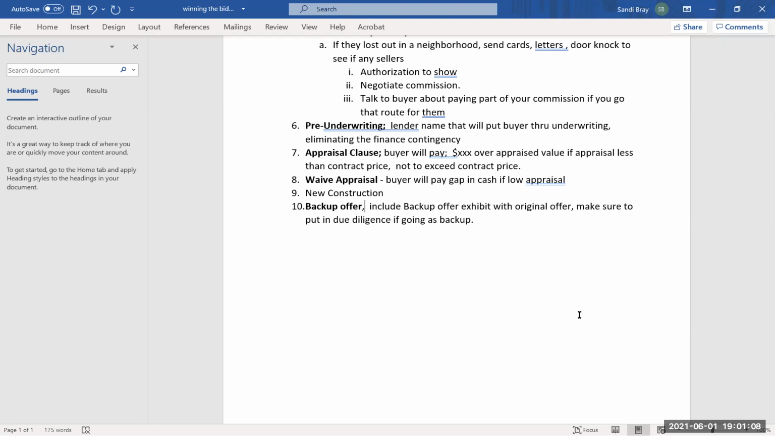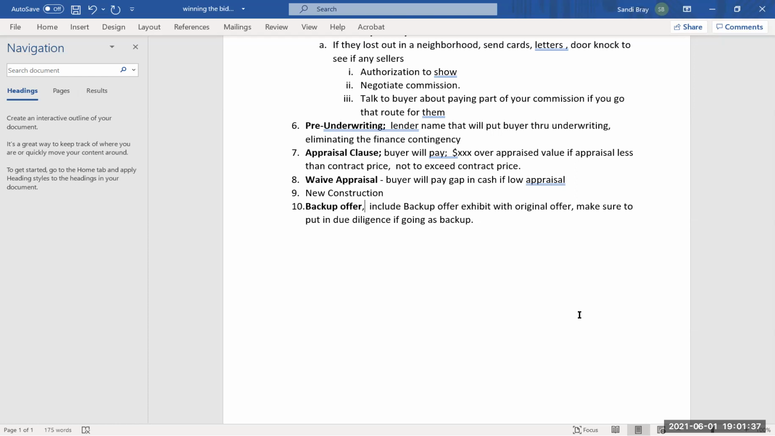And then the other thing is backup offer. In all of the deals that you're going in, you're going to include that backup offer exhibit with your original offer, and make sure to put in a due diligence if you're going in as a backup. If you're going in as a backup, you ask for a minimum of 3 days due diligence. Here's how the backup offer goes. I'm going to go over that with you real quick in a minute.